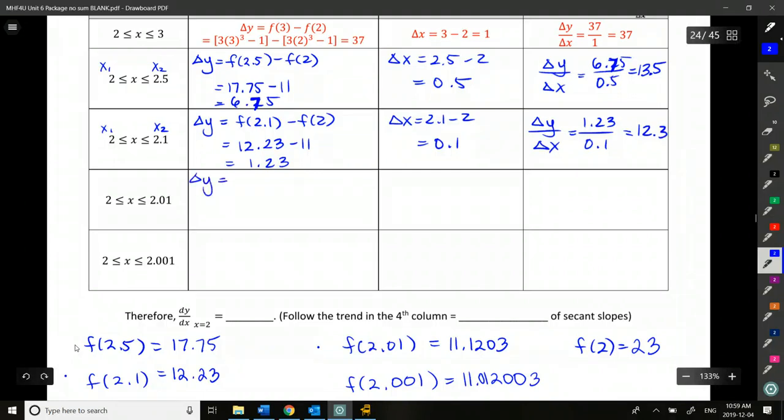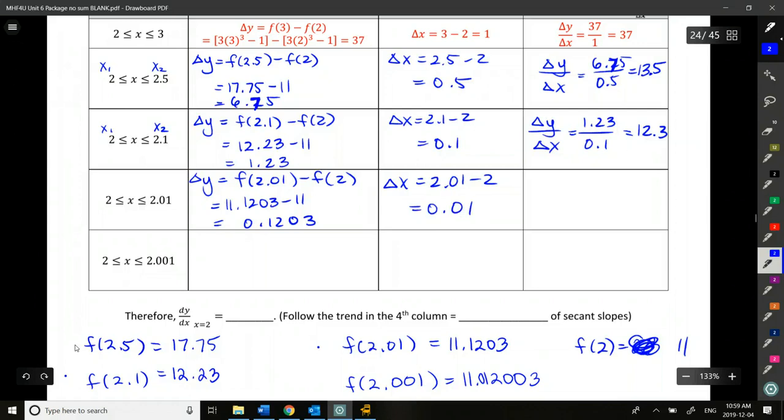Okay, same thing here. We're going to do the change in y's. So the change in f at 2.01 with the change at f at 2. And that gives us 0.1203. And then the change in x's gives us 0.01. And when we do delta y over delta x, we'll get 0.1203 over 0.01. So that gives us 12.03.